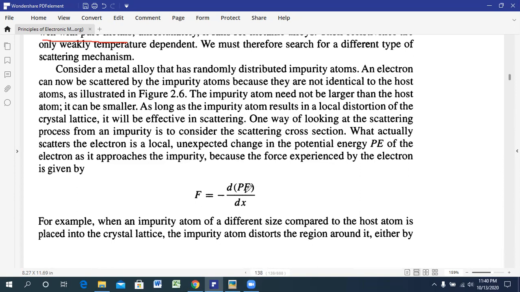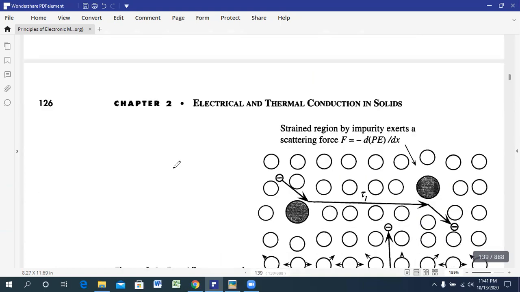Now look, we know from the definition of potential energy, PE, that it is the work done. So if we take the differentiation of this potential energy with respect to dx, that will give us the force, because we know that force multiplied with the displacement will give us the work done, and the ability to do work is known as energy.